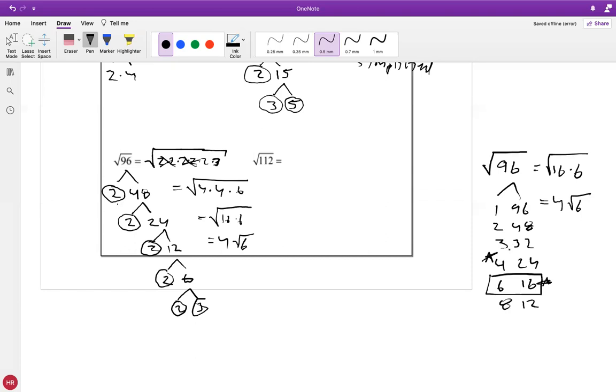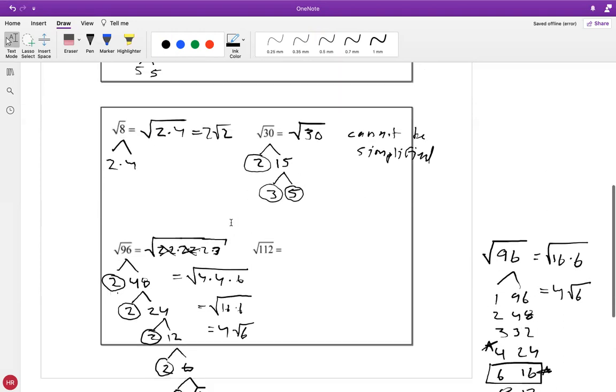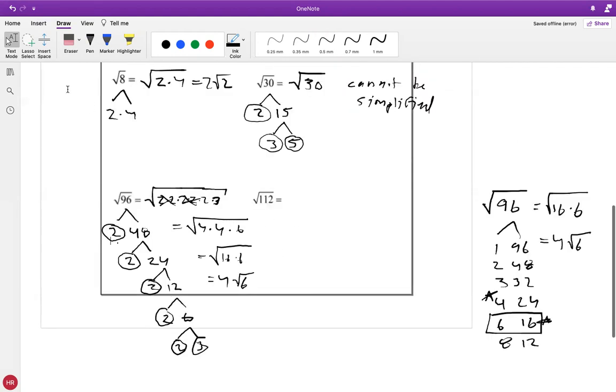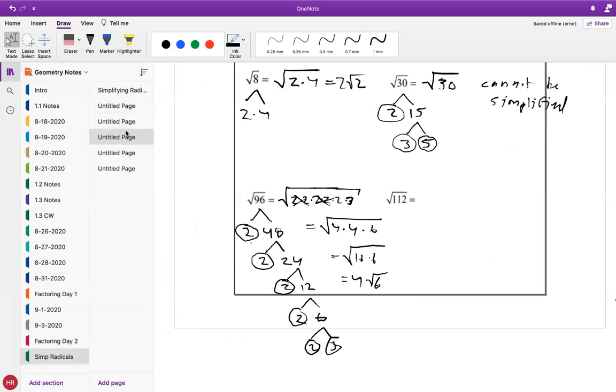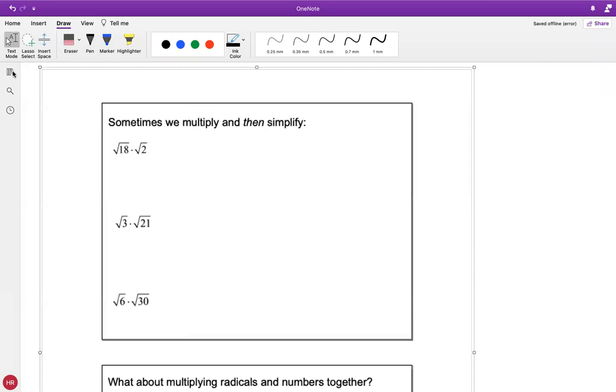So I'm going to stick with this way, where I just look for the biggest perfect square factor of the number and then rewrite it like that. I could have done 4 times 24, but then I wouldn't be done. So I look at all the factors and I take the biggest perfect square factor. That requires you to find the factors of a number, but I trust you guys can divide numbers. So that's what we're going to do. All right, so I'm going to break this here and then we'll talk about multiplying and then simplifying. And stay tuned for that.